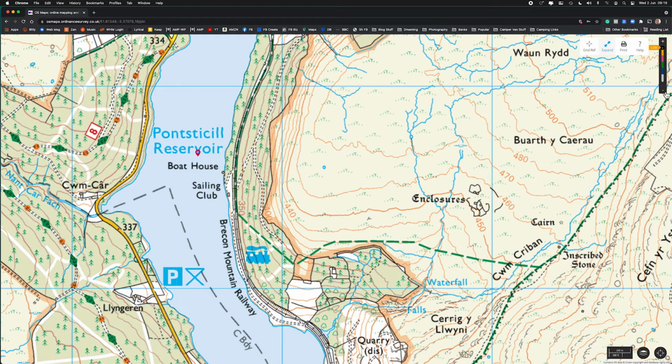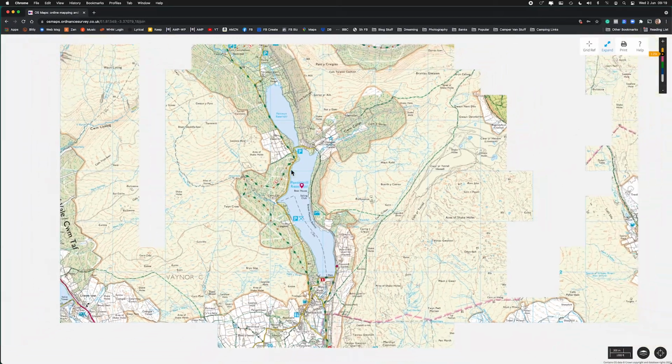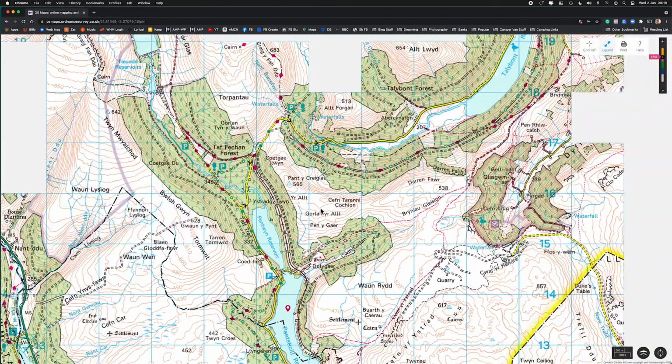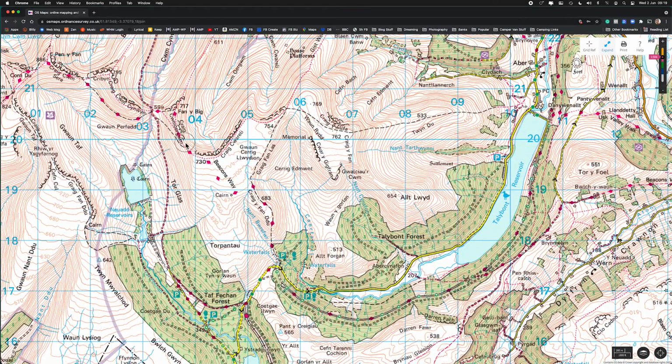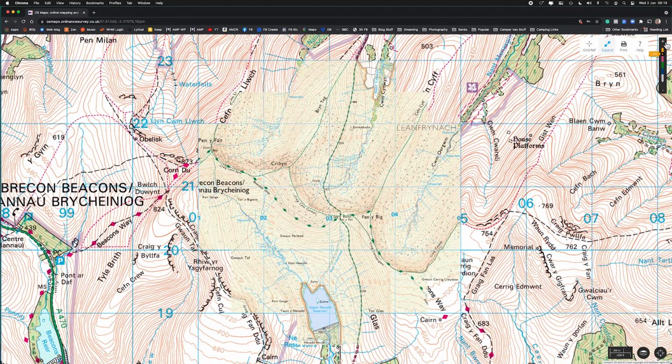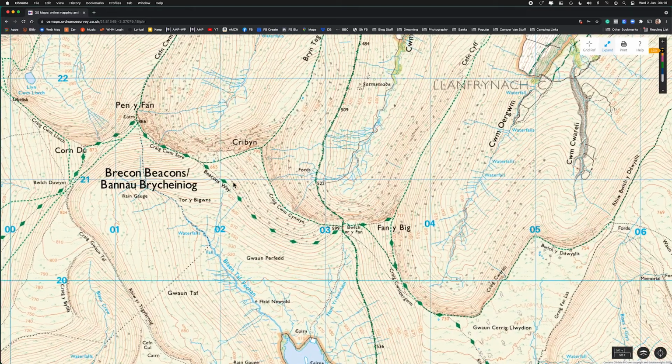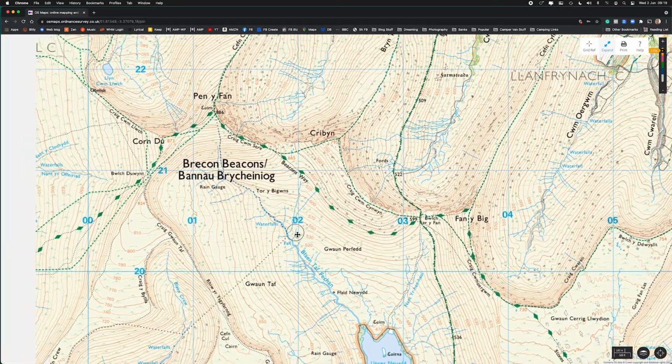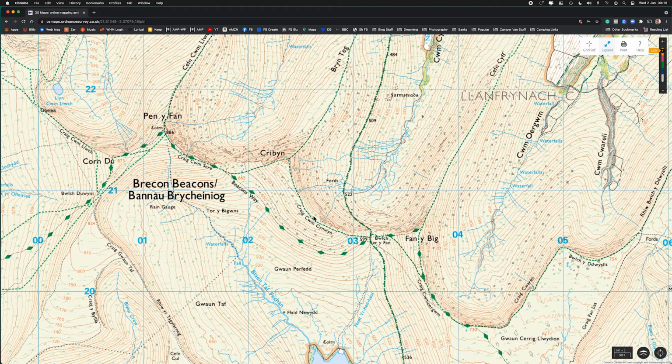So if I zoom out yet again, and I go north a little bit to this area, now I'm at 1 to 50,000, so I'm going to zoom in again to 1 to 25,000. I've got some very, very defined contour lines and shapes.